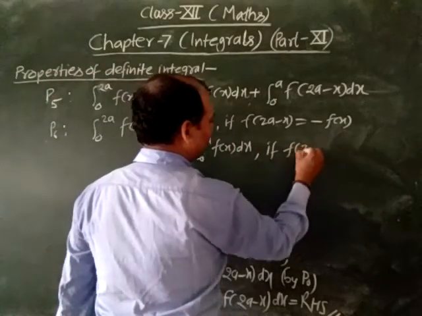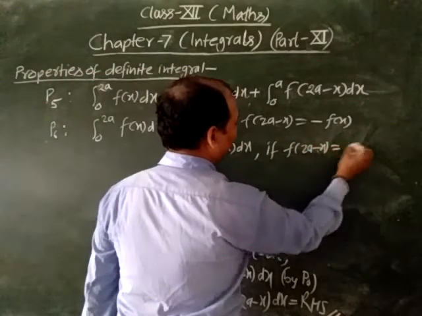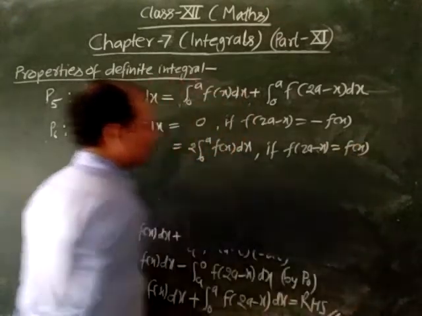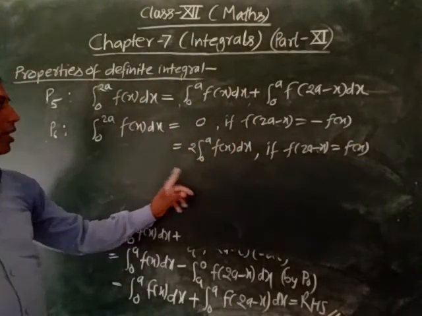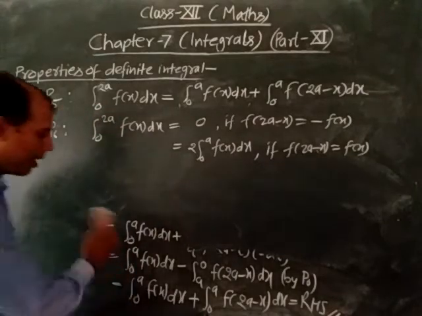if f(2a minus x) equals f(x). This is property number 6, and the proof of this can be done with the help of property number 5.